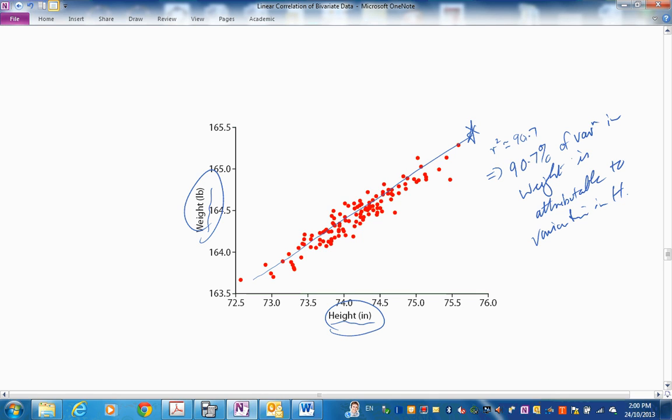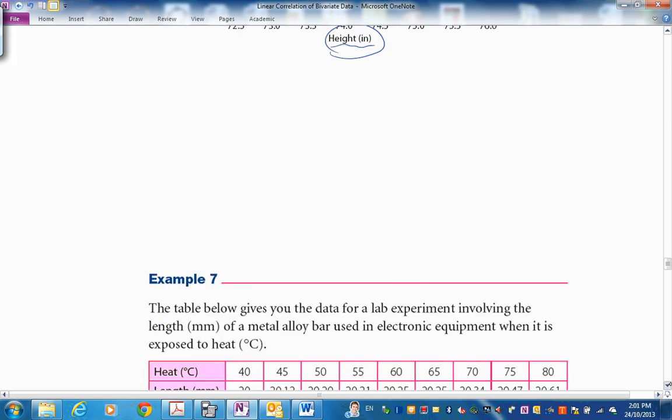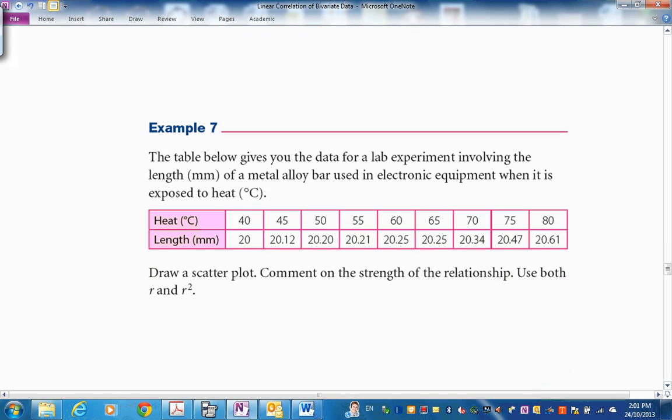Interesting, isn't it? Because we can take data and get some real meaning out of this by trying to associate pairs of variables and their relationship to each other. All right, let's have a look at some examples. Again from Pearson's. The table below gives you the data for a lab experiment involving the length of a metal alloy bar using electronic equipment when it's exposed to heat. So we'd say heating it is independent, and in response, what's dependent, it's going to expand and get longer. Okay, draw a scatter plot.